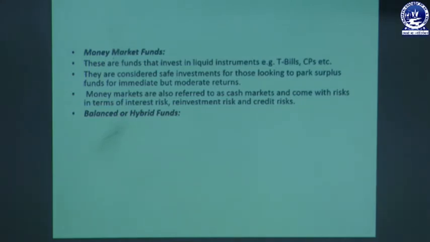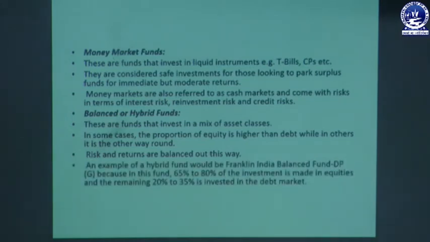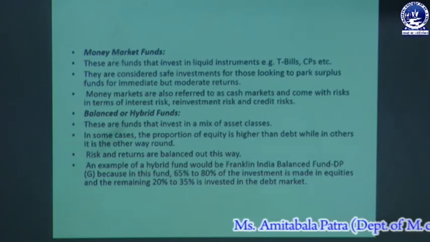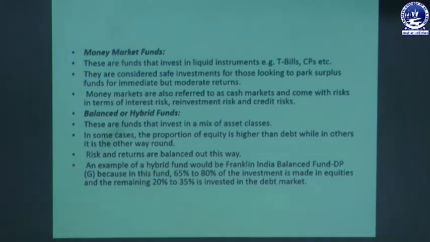Apart from that, the other type of mutual fund that we have on the basis of the class of fund is the balanced or the hybrid fund. So these are funds that invest in a mix of asset classes, and in some cases the proportion of equity is higher than debt, while in others it is the other way round, and risk and returns are balanced out this way. For example, a hybrid fund would be Franklin India Balanced Fund DB, because in this fund 65% to 80% of the investment is made in equities and the remaining 20% to 35% is invested in the debt market. So it is a blend of both the equity fund and the debt fund. That is why it is called a hybrid fund.